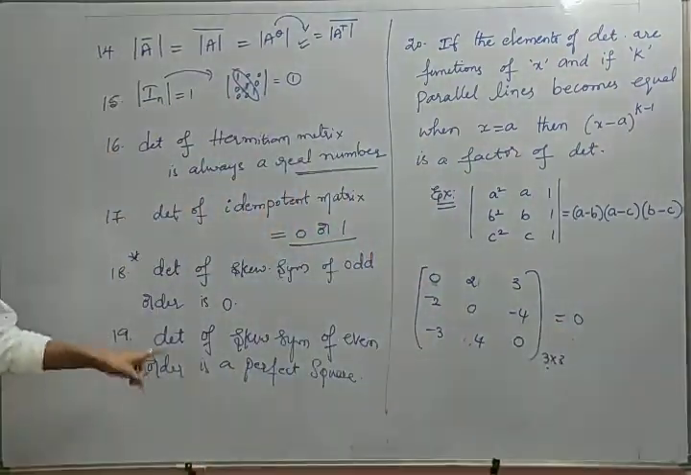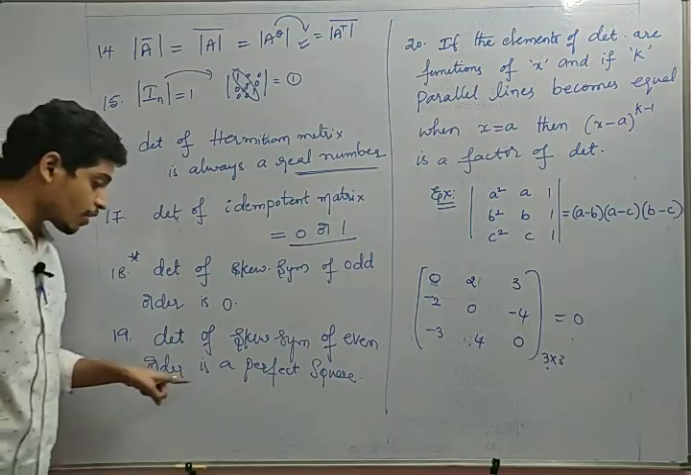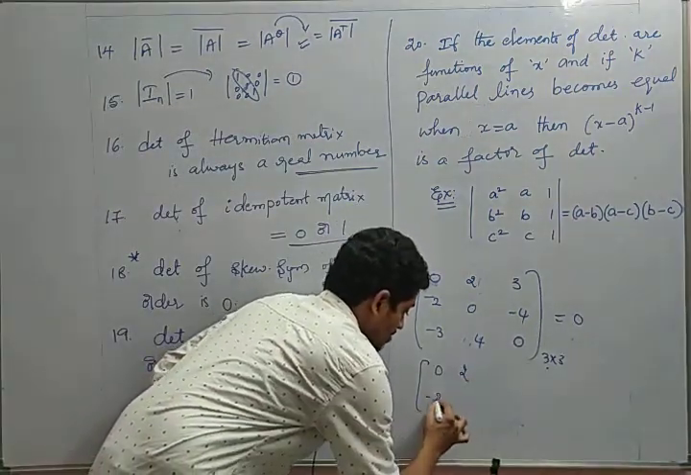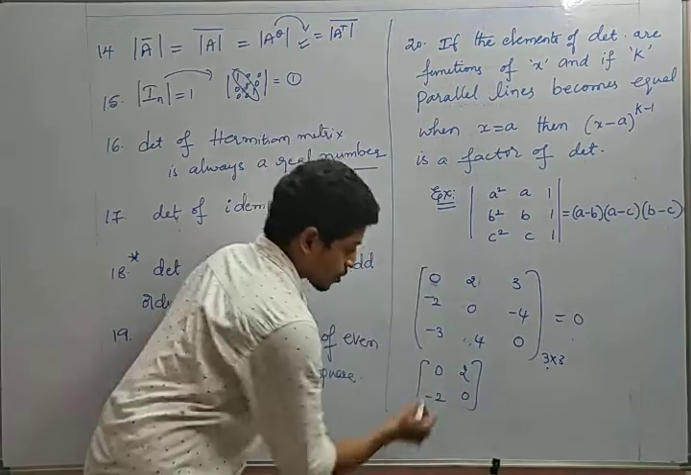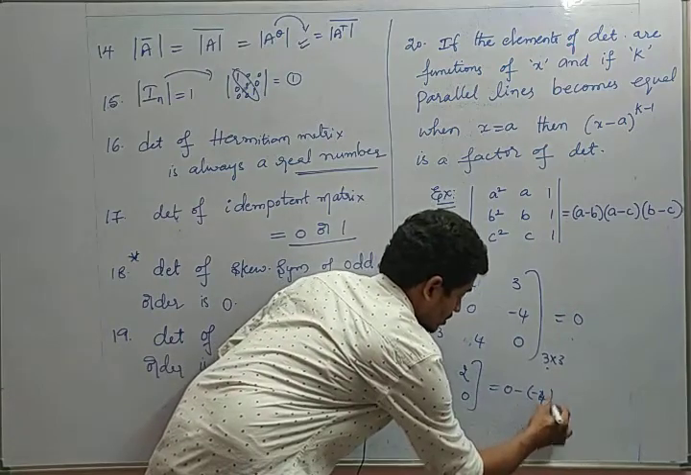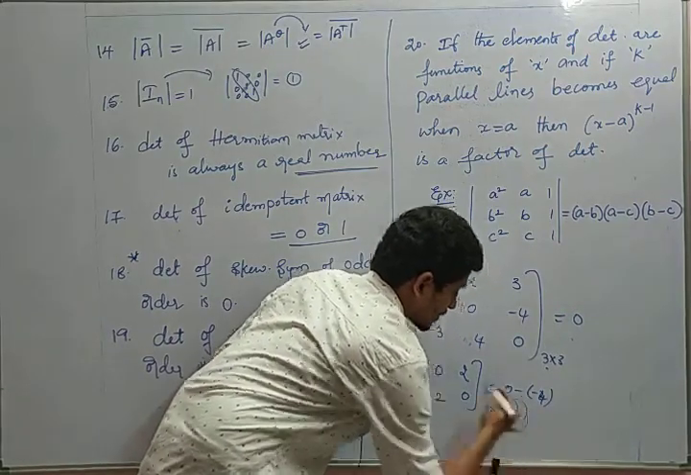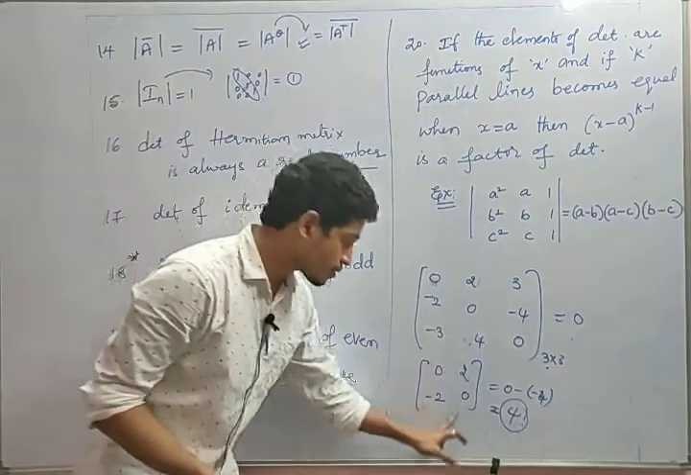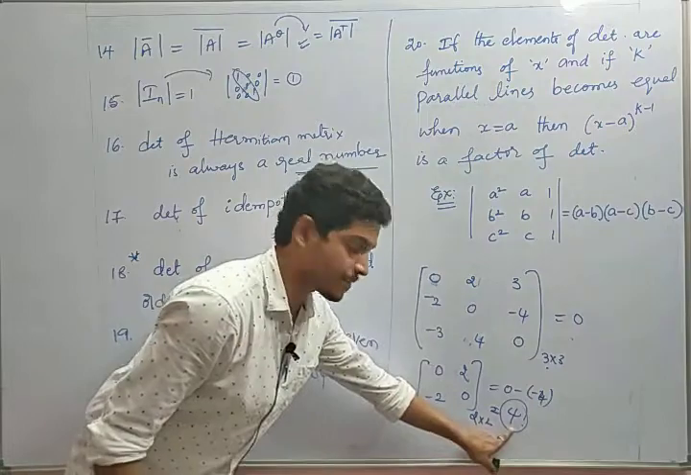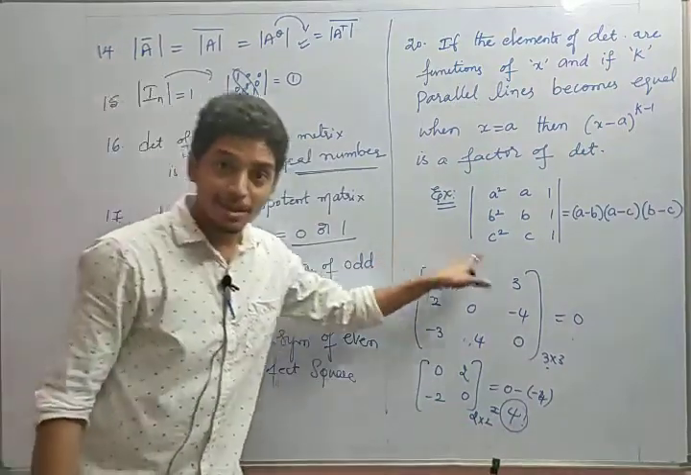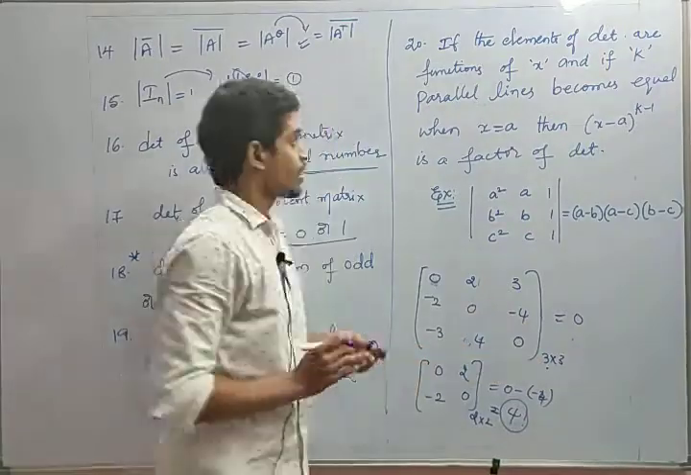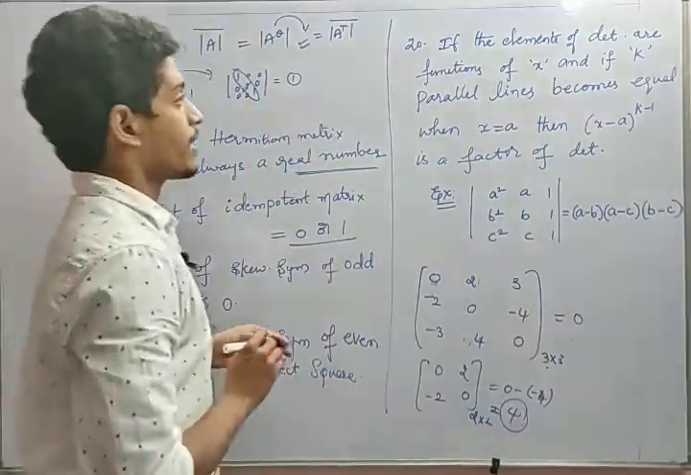And determinant of skew symmetric matrix of even order is a perfect square. What is an even order? Suppose 0, 2, minus 2 and 0. What is the determinant? AD minus BC, right? So 0 minus of minus 4 is equal to 4. 4 is a perfect square, right? So determinant of a skew symmetric matrix of even order, that is 2 by 2, is a perfect square. Determinant of a skew symmetric matrix of odd order is always 0. Remember this. Okay. Now, next one. Yeah, look at here.